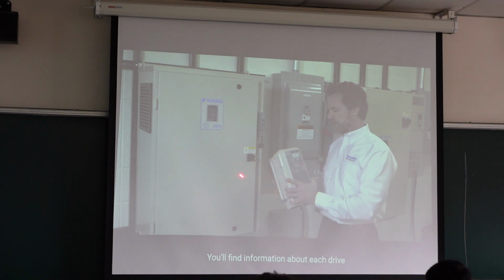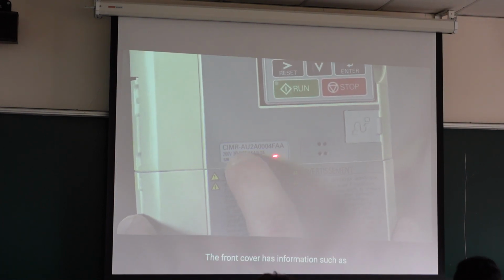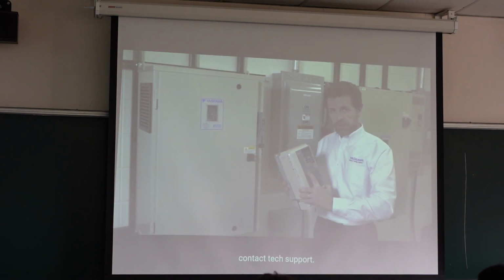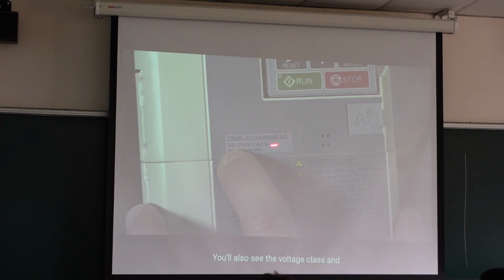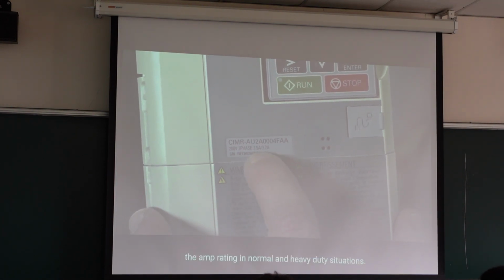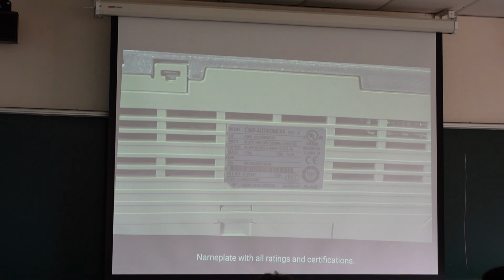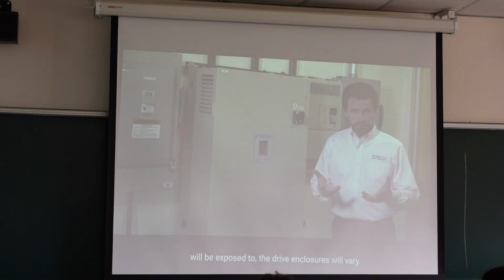You'll find information about each drive on its nameplate. The open front cover has information such as the model number and serial number, which you would need if you ever have to contact tech support. You'll also see the voltage class and the amp rating in normal and heavy-duty situations. On the side of the drive, you will see the full nameplate with all ratings and certifications. Depending on the type of environment the system will be exposed to, the drive enclosures will vary.